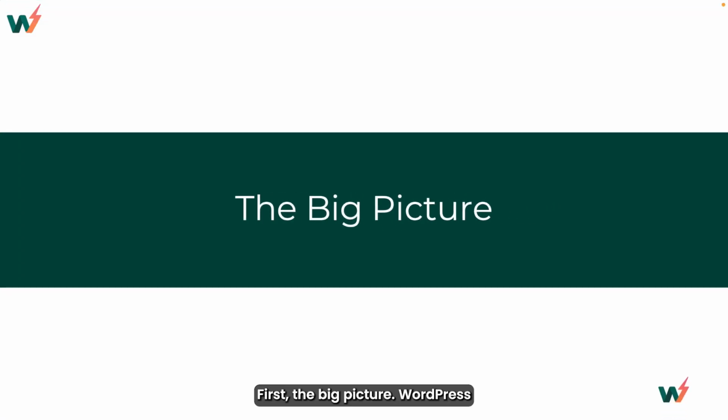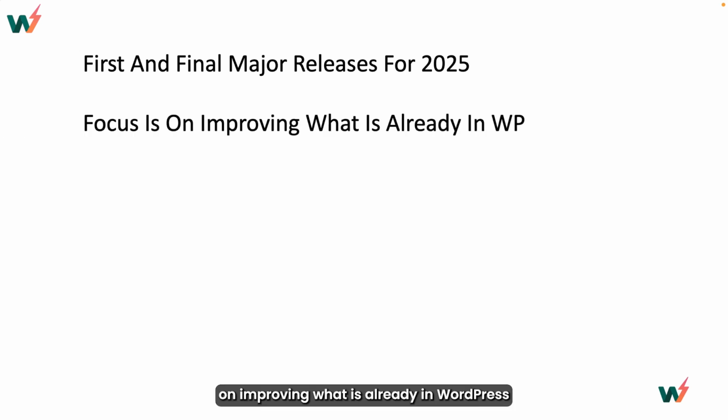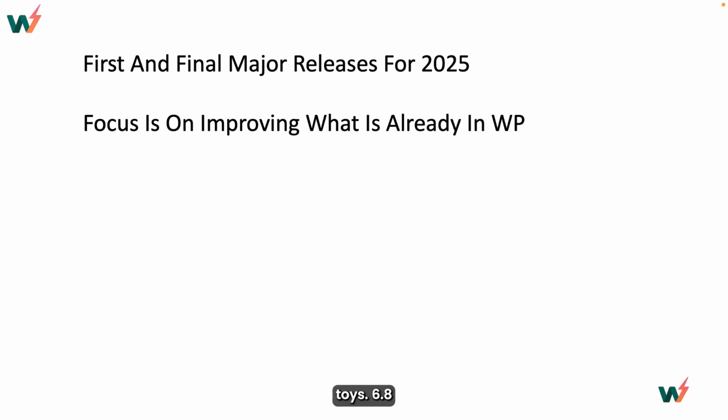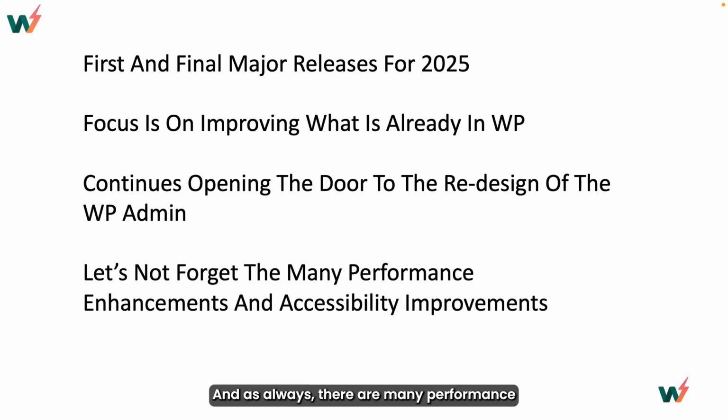Well, first, the big picture. WordPress 6.8 will be the only major release in 2025. Normally, there are 3 major releases in a year, but not so in this year. The focus here is on improving what is already in WordPress and not giving us a lot of shiny new toys. 6.8 continues opening the door to what the new WP admin is likely to be. And of course, they're doing that through the development of the site editor. And as always, there are many performance enhancements and 33 accessibility improvements.